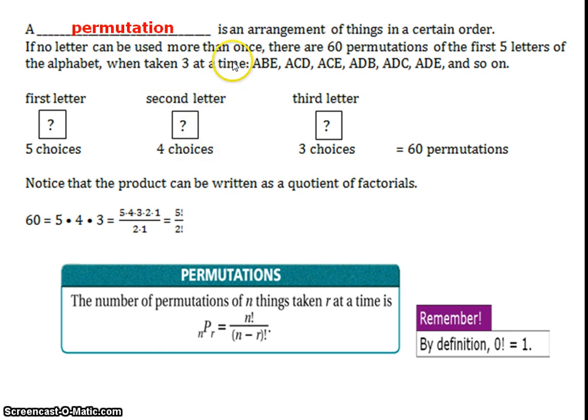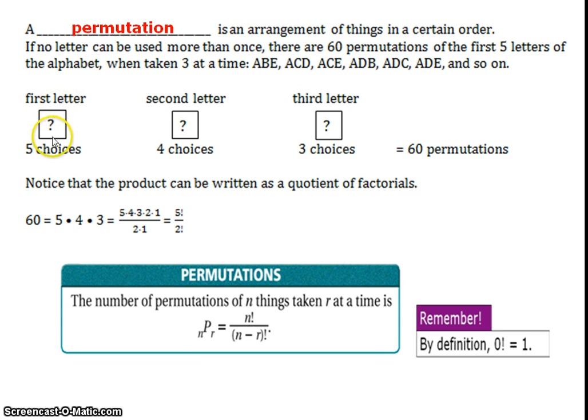A permutation is an arrangement of things in a certain order. If no letter can be used more than once, there are 60 permutations of the first 5 letters of the alphabet when you take 3 at a time. So we have ABE, ACD, ACE, ADB, ADC, etc., etc.